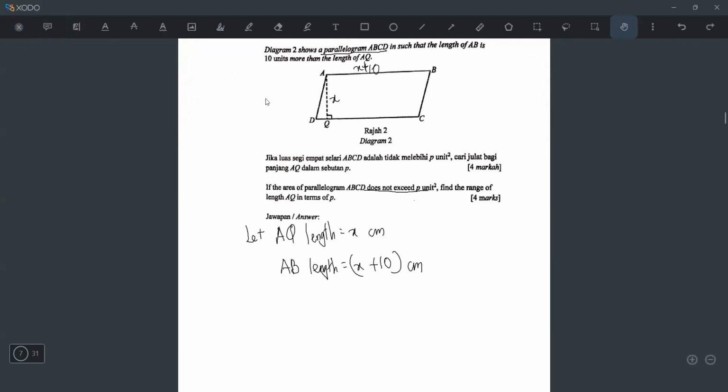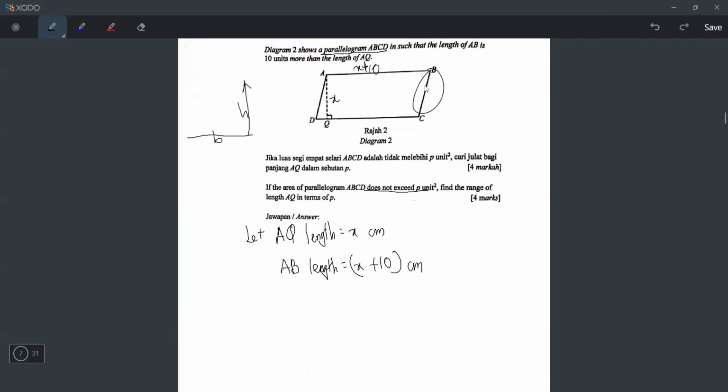Okay, so the area of a parallelogram is actually the base times height. Okay, the base times height, but not just any height. It's the perpendicular height, not the slanted height. So the area of the parallelogram here should be DC, not QC, times AQ. Okay, not AD or BC, not the second line. So it should be DC times AQ. Do I know the length of DC? Yes, it's x plus 10. And because DC and AB should be the same length.